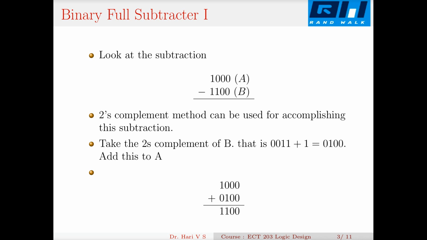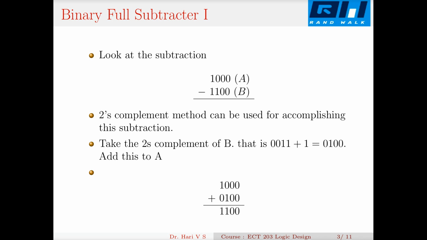Now if you look into a 4-bit subtraction, let us look at 4-bit numbers A and B, which may be A3, A2, A1, A0 and B3, B2, B1, B0. Now let us compute the difference between A and B, say A minus B. Suppose A is 1000, that is 8, and B is 1100. So it is 8 minus 12, and the result should be minus 4.